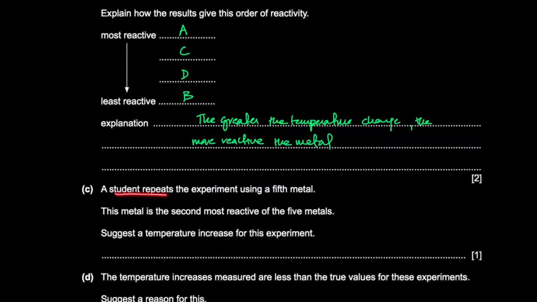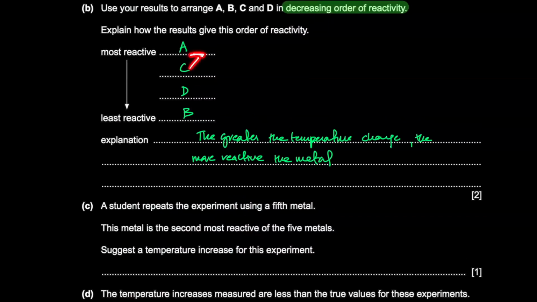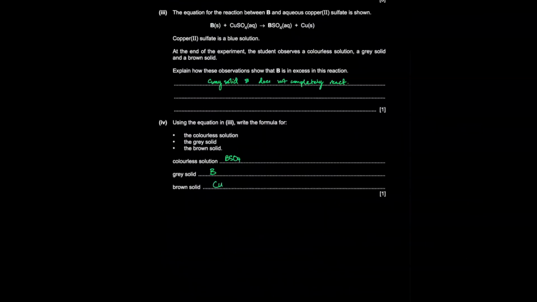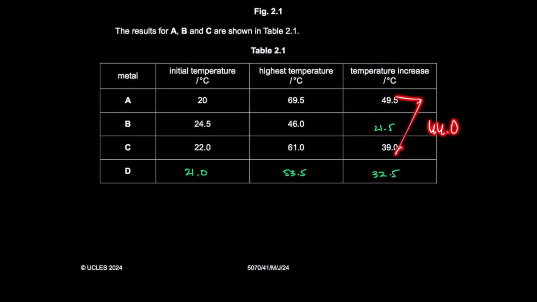A student repeats the experiment using a fifth metal. This metal is the second most reactive of the five metals. Suggest a temperature increase for this experiment. The second most reactive means it's more reactive than C but less reactive than A. So it will be somewhere between A and C. So around 44 degrees. Any number in between.